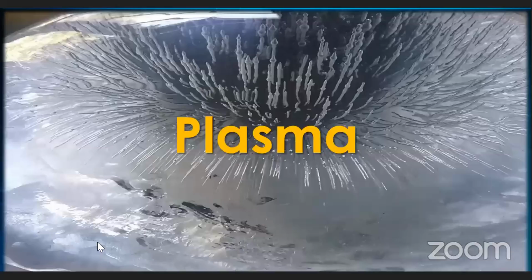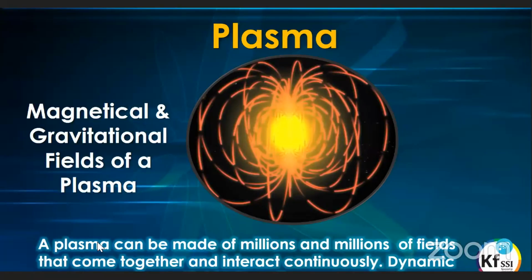There's a nice picture, which we will go to later today, of the plasma fields that have been put into the ice when we freeze the water. Okay, so when we look at a plasma, we've got to look at the magnetical and gravitational fields of this plasma. And a plasma can be made of millions and millions of fields which come together and interact continuously. It's a dynamic field interaction.